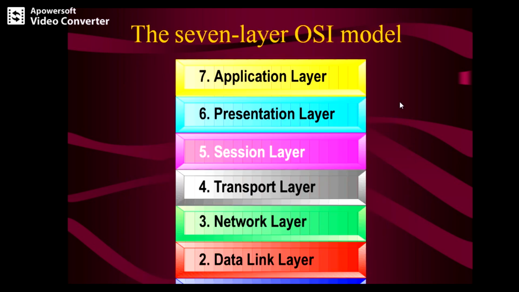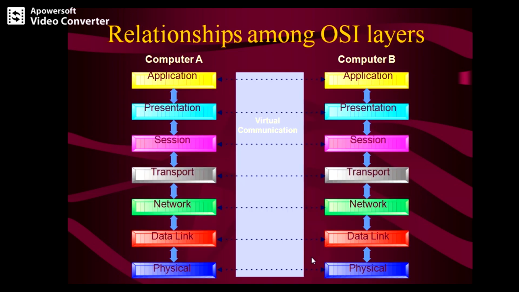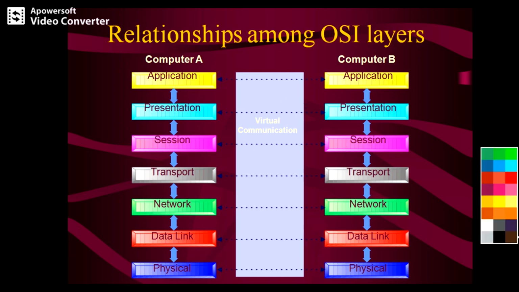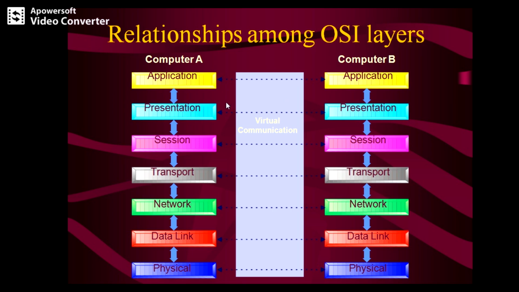So here you can see the 7 layers of the OSI model: application layer, presentation layer, session layer, transport layer, network layer, data link layer, physical layer. As I said, suppose this is computer A and this is computer B. The peer-to-peer communication is like this, but the physical communication is somewhat like this, and from this side on the other end like this. This is the physical communication.